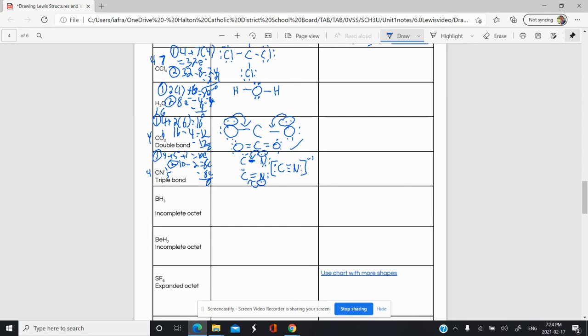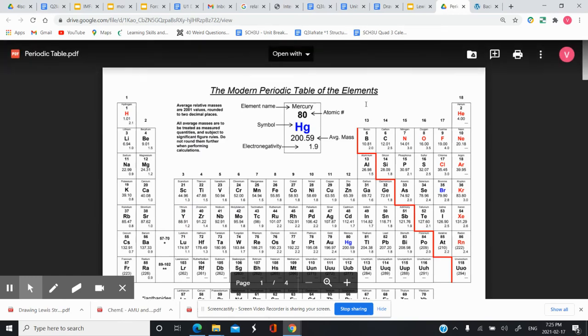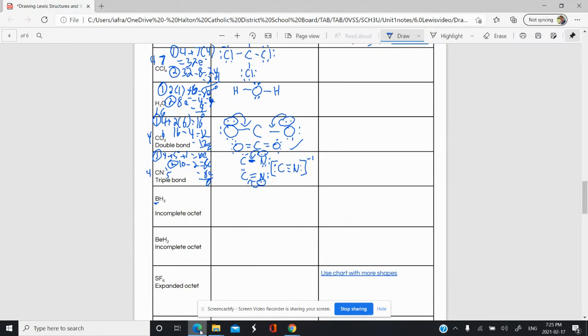So let's go ahead and take a look at BH3. This is an example of an incomplete octet, so you need to remember that over here. Boron, if we take a look at it in our periodic table, is in group 13, so it has 3 valence electrons. So we're going to do 3 plus 3 times 1, because there's 1 for each hydrogen there. We're going to have 6 electrons to place.